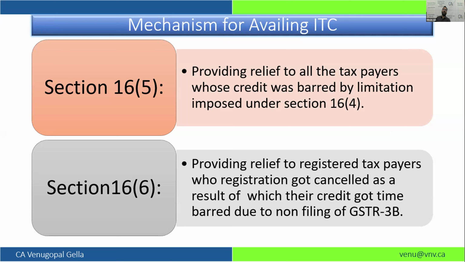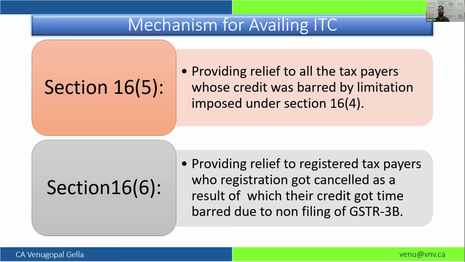Now, another two very important subsections have been added in Section 16 of the CGST Act, which is considered to be the crux of GST, the input tax credit. In the 54th Council meeting, although they have not notified the date as of now when these subsections will be effective, they have proposed to lay out a mechanism for claiming ITC under these two subsections.